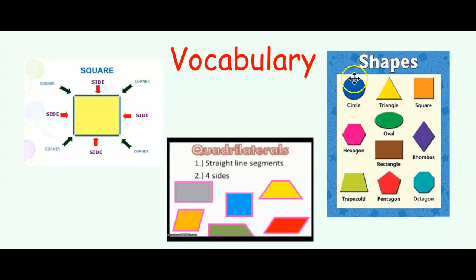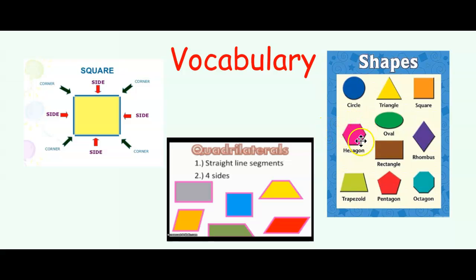A circle has 1 side and it's curved. No angles there. A triangle has 3 sides and 3 angles. A square has 4 sides and 4 angles, which means it's also known as a quadrilateral. A square is a quadrilateral, but a circle and a triangle are not quadrilaterals. An oval has 1 curved side, and it is not a quadrilateral.